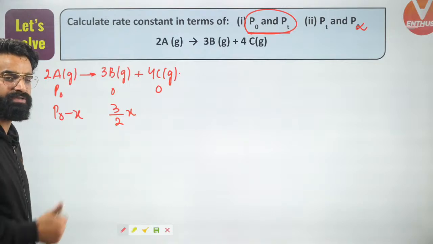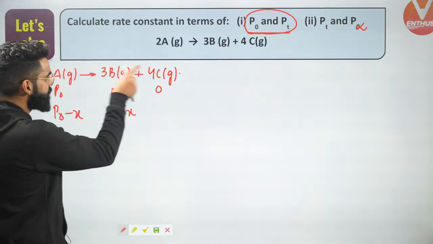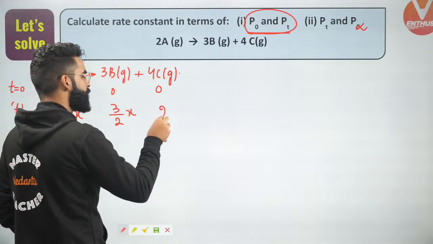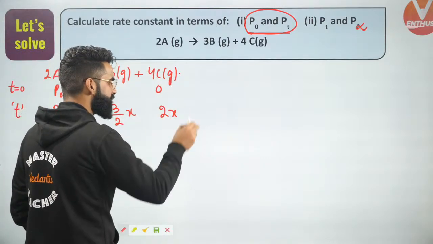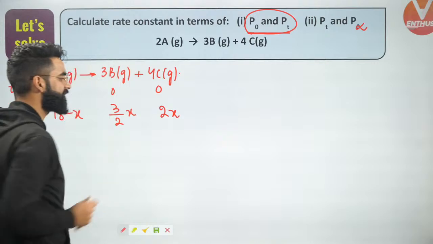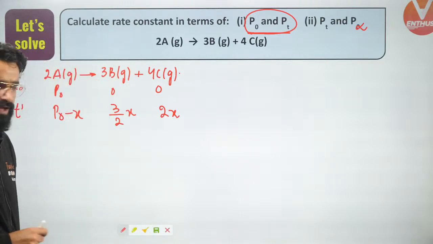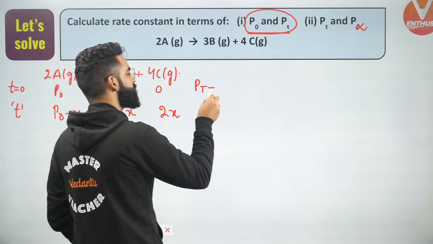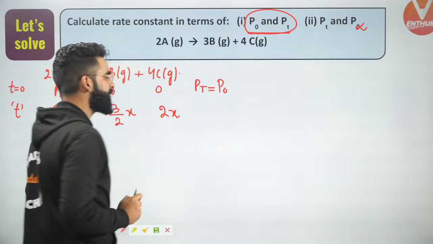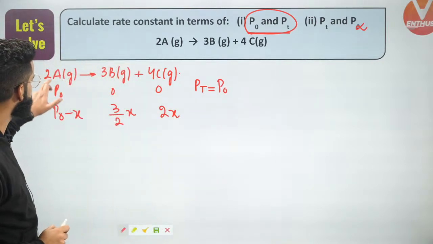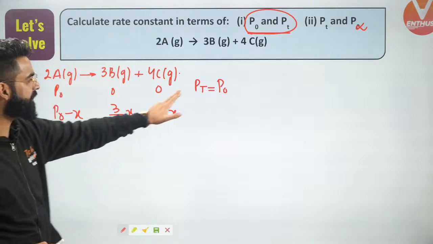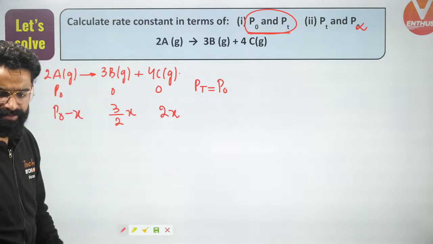Okay, how? By using the stoichiometry again. 2 moles gives 4 moles. 1 mole gives 2 moles. So X moles are going to give me 2X moles. But these are not moles. This is the pressure due to C at time T. If I ask you, what is the total pressure of the container at time t is equal to 0? Total pressure of the container will be P naught, because at time t is equal to 0, there is only A in the container and the pressure due to A is P naught. Total initial pressure is P naught, correct?